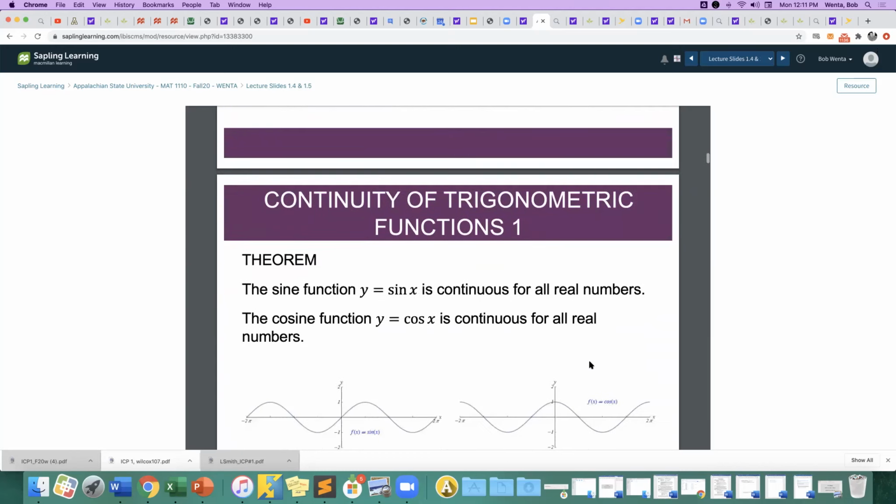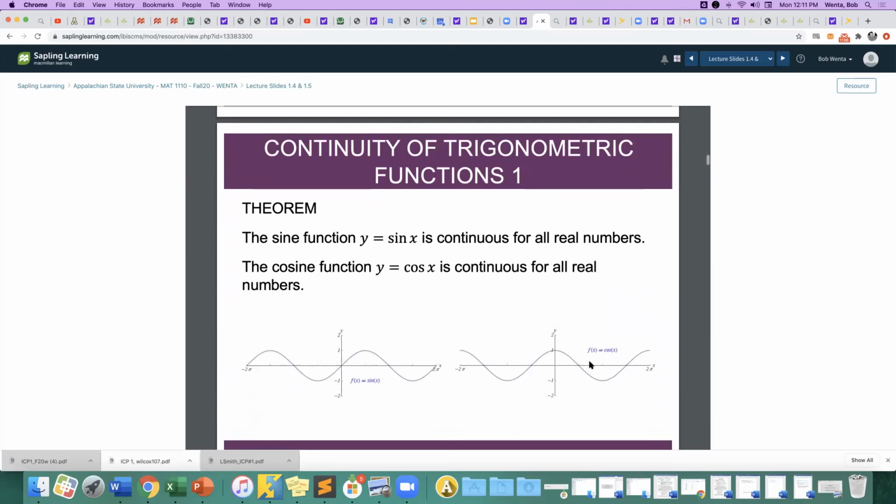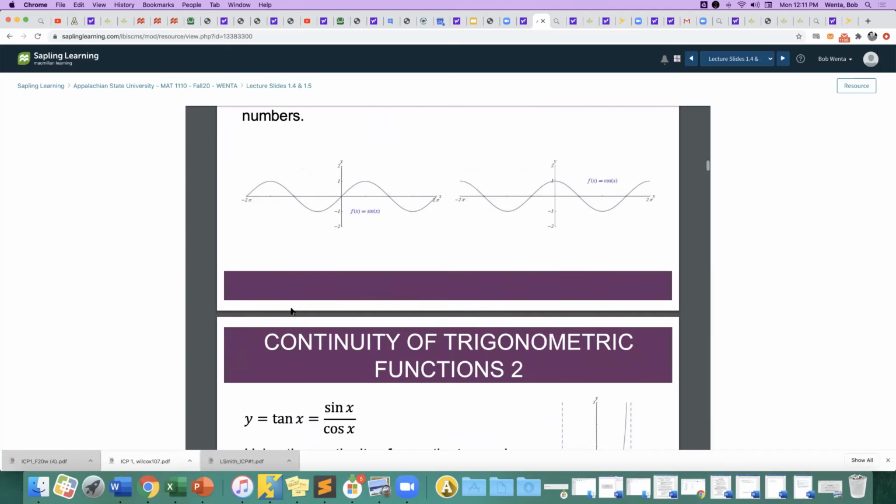The other thing I wanted to talk about, which was mentioned, was the continuity of trig functions. Earlier I had mentioned that, remember, it doesn't stop at 2 pi and start at 0. It goes forever to the left and forever to the right, both the sine and cosine functions. They're continuous for all real numbers everywhere. Both sine and cosine are continuous everywhere, for all values.